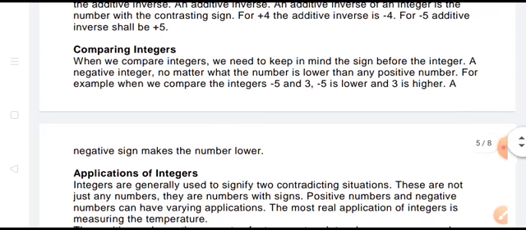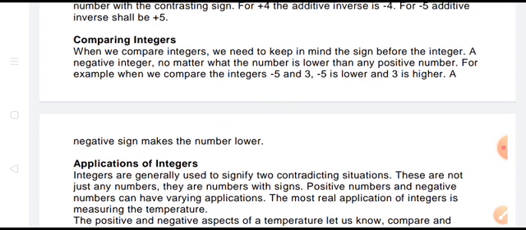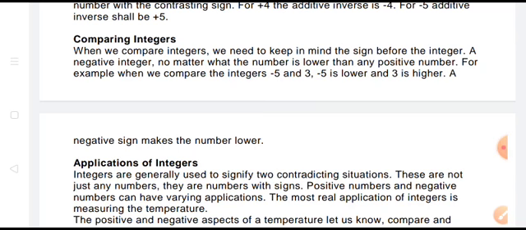Now we know about comparing integers. When we compare integers, we need to keep in mind the sign before the integer. When we compare two integers, first of all we note down what is the sign before the integer. A negative integer, no matter what the number, is lower than any positive number. In comparing integers, the numbers do not matter.